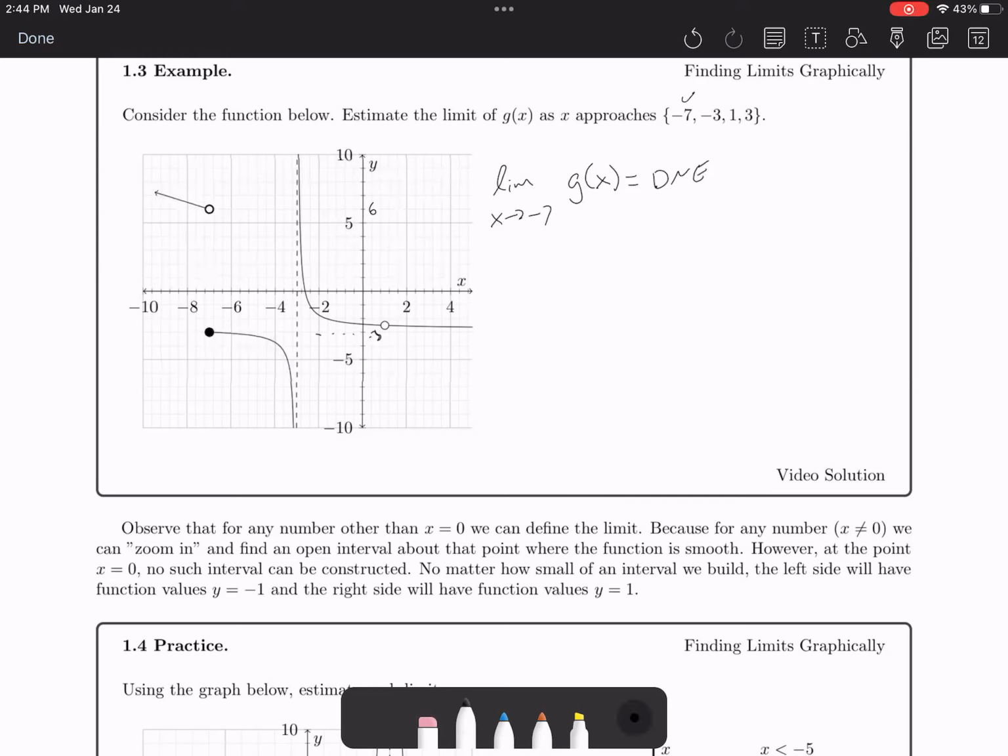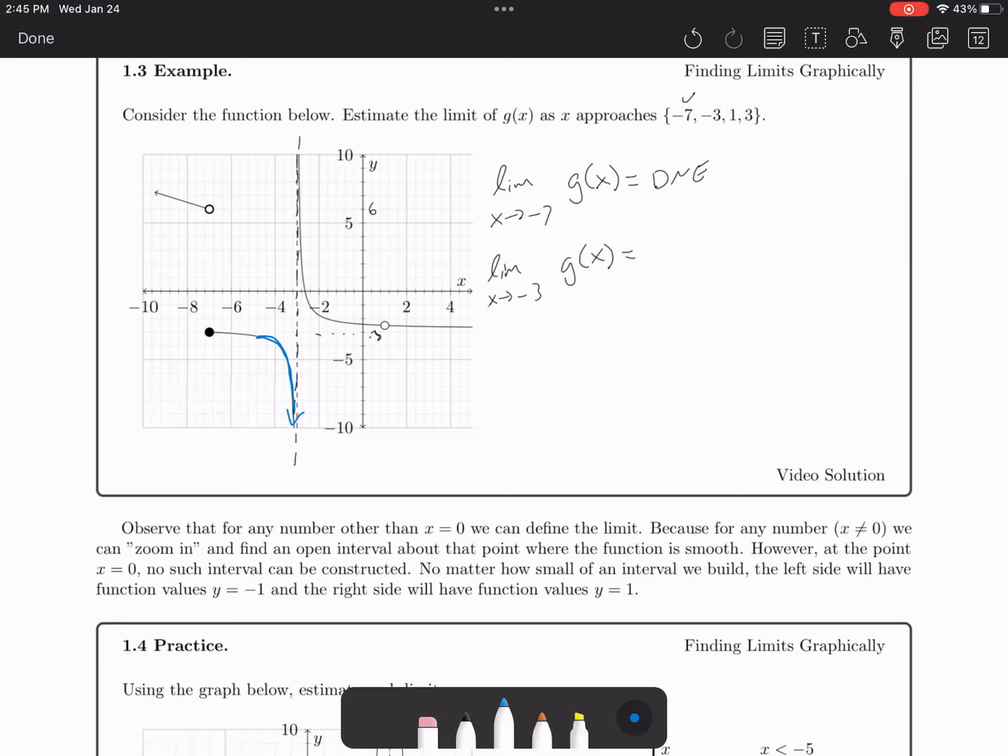So this one's done. Let's look at the limit as x approaches -3 of this function g of x. So where's x is equal to -3? That's where we have this vertical asymptote. So on the left-hand side, let me just switch colors. On the left-hand side, the function approaches -infinity, right?